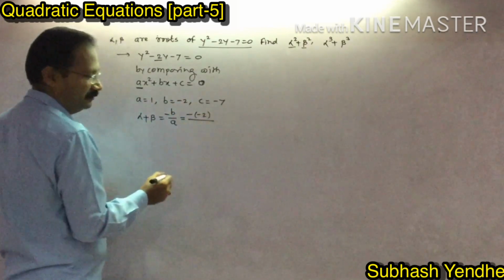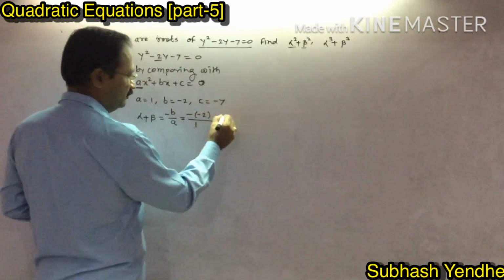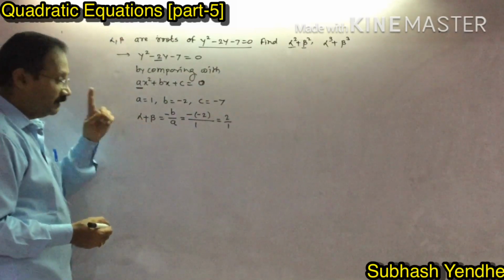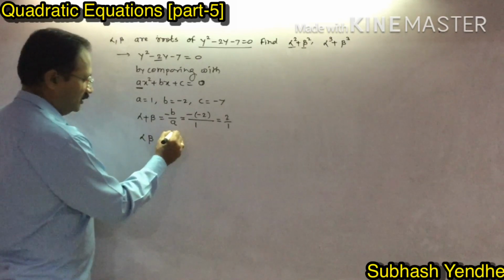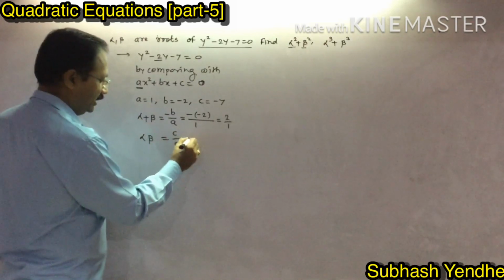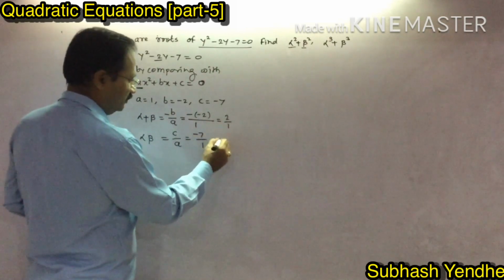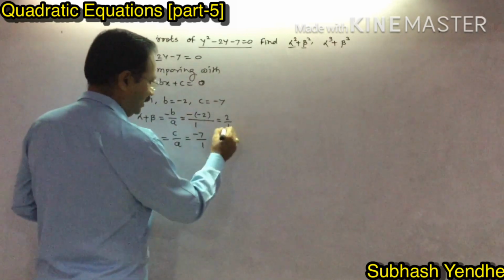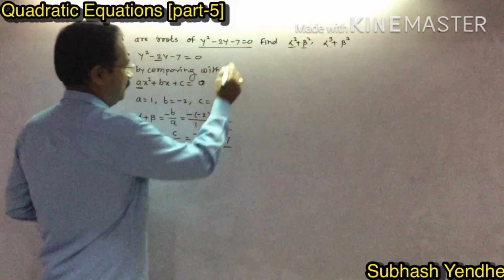So it will be in bracket. A's value is 1. So minus minus plus. So 2 upon 1 is the value of alpha plus beta. Now I am going to find out the value of alpha beta, which is c upon a. C's value is minus 7, A's value is 1. So you will get minus 7. This is the value of alpha beta and this is the value of alpha plus beta.